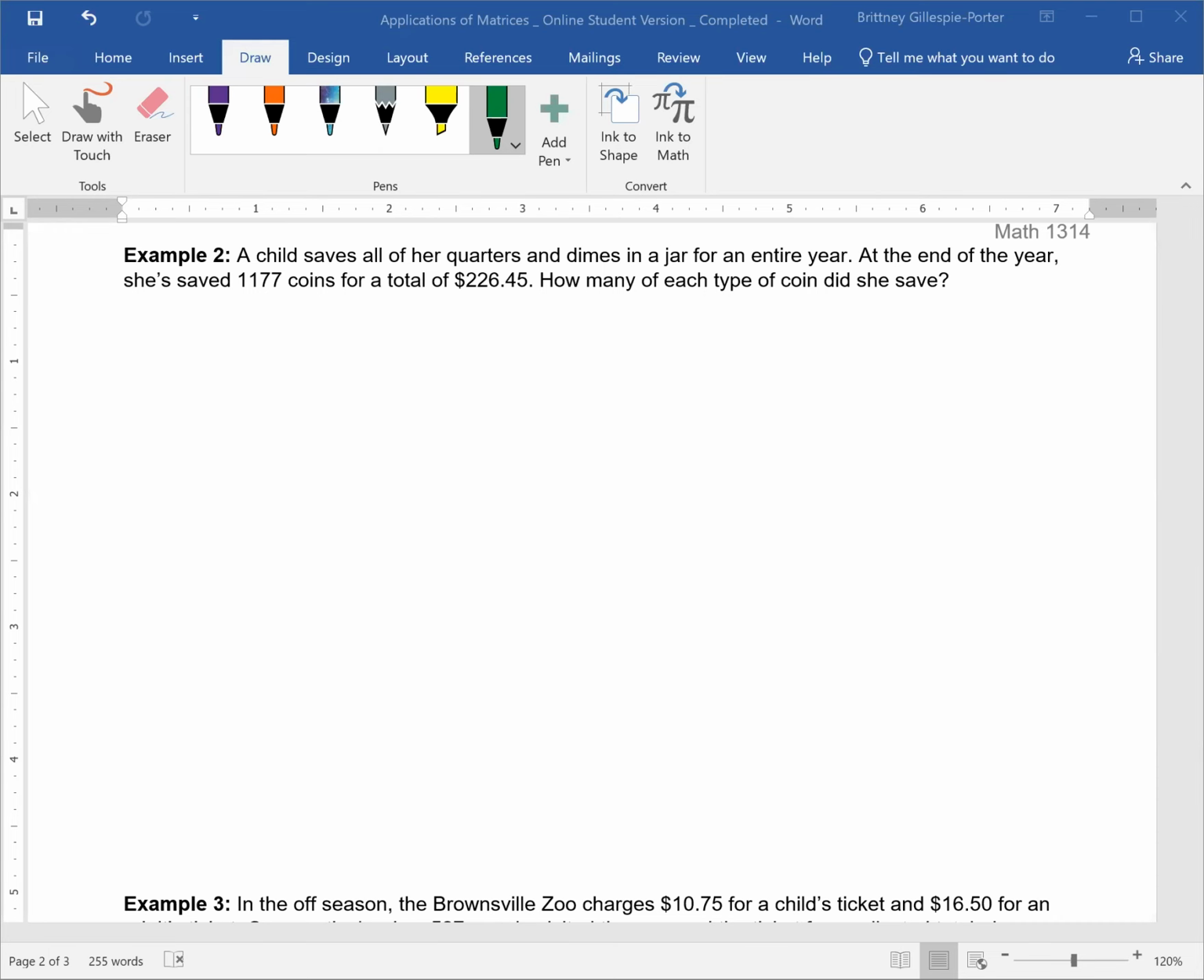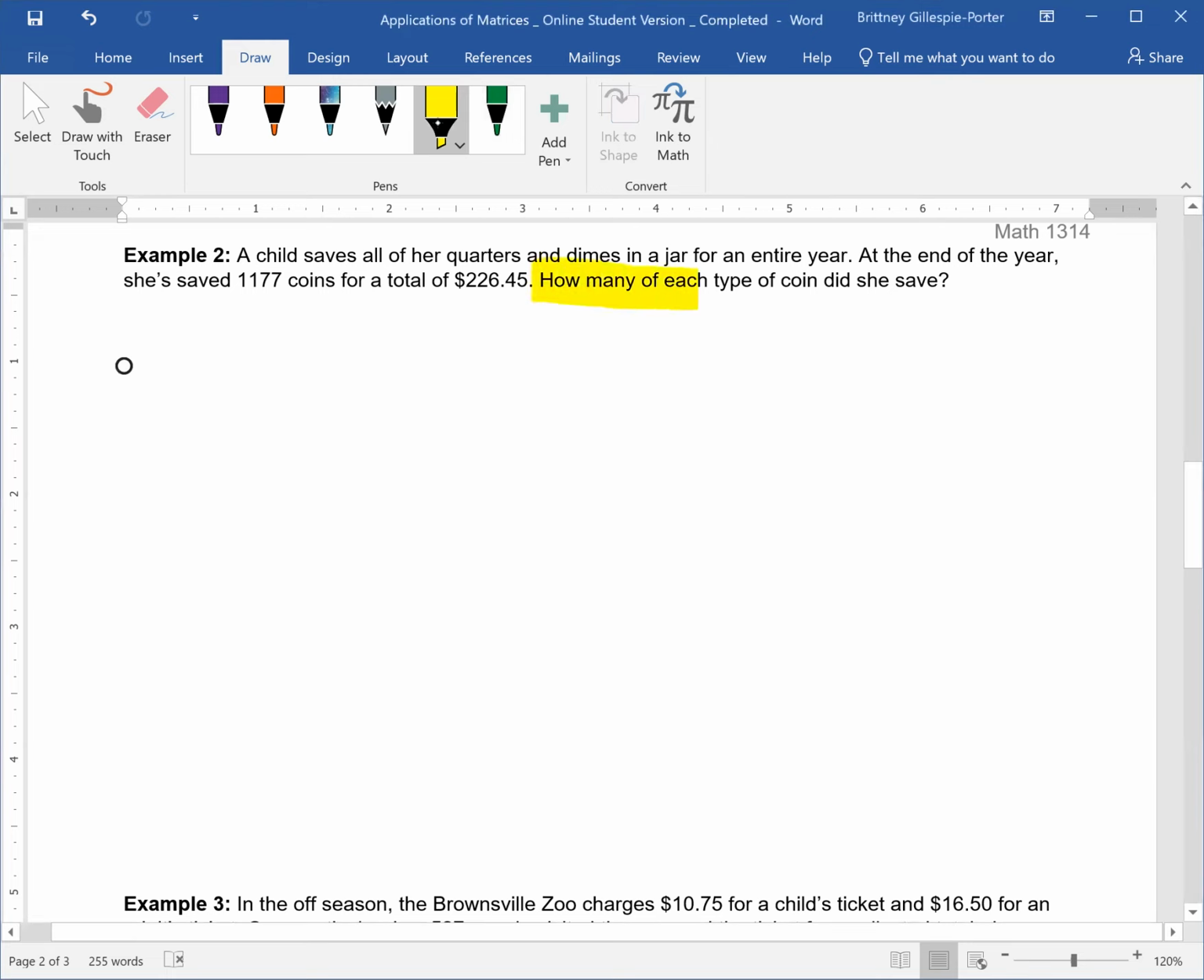Let's do an example of using matrix equations to solve some money problems. It says a child saves all of her quarters and dimes in a jar for an entire year. At the end of the year, she saved 1,177 coins for a total of $226.45. And it asks, how many of each type of coin did she save?